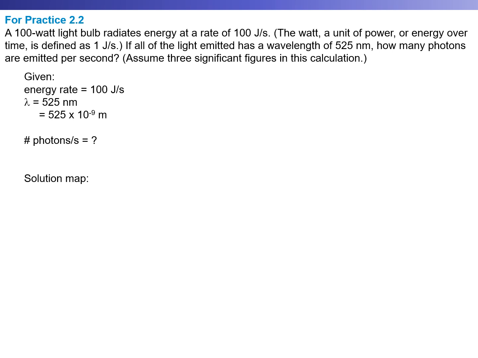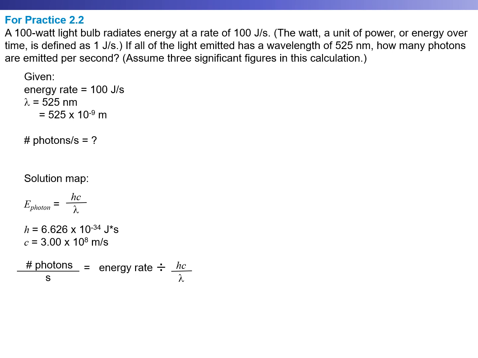Well, the thing that we know is that the energy in a photon is equal to Planck's constant times the speed of light divided by the light's wavelength, where Planck's constant is equal to 6.626 times 10 to the -34 joule seconds, and the speed of light is 3 times 10 to the 8th meters per second. And we know what our wavelength is because it was part of our given. So we're going to calculate that.